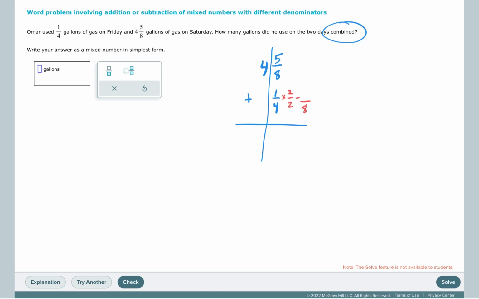So I'm going to multiply this one by 2/2. And now I can add 5/8 and 2/8, which is 7/8. 4 plus nothing is 4. So my final answer is 4 7/8 gallons of gas.